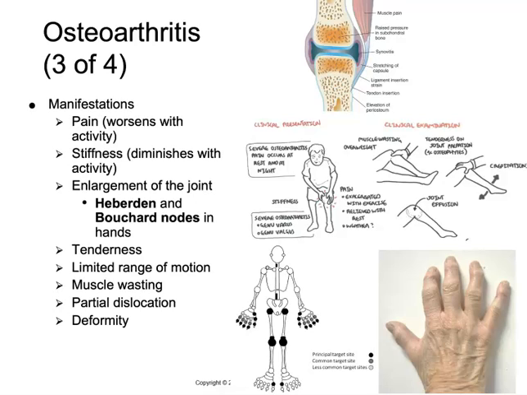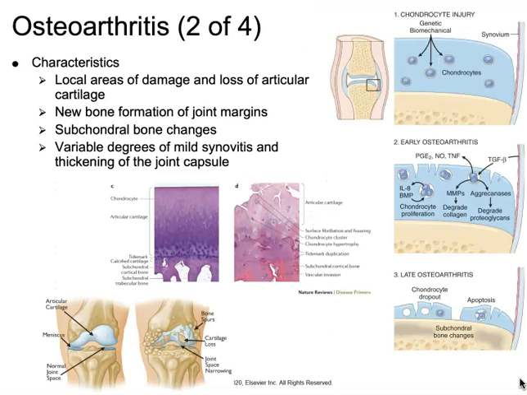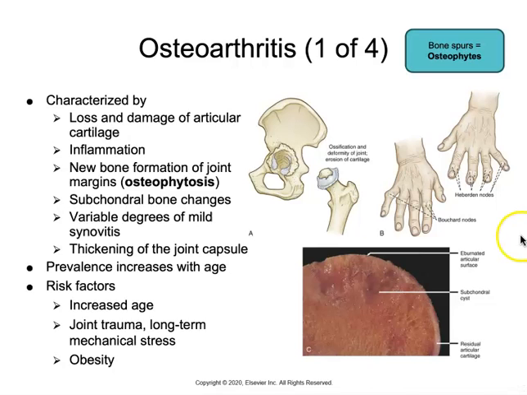We can also have enlargement of the joint. We pointed out in, I think it was that previous slide, or actually 2 slides ago, the Heberden and Bouchard nodes in the hands. And I actually like the figure I had in that previous slide a bit more, so you can really see the difference here. So let's start out with the Bouchard nodes that we're seeing pictured over here.